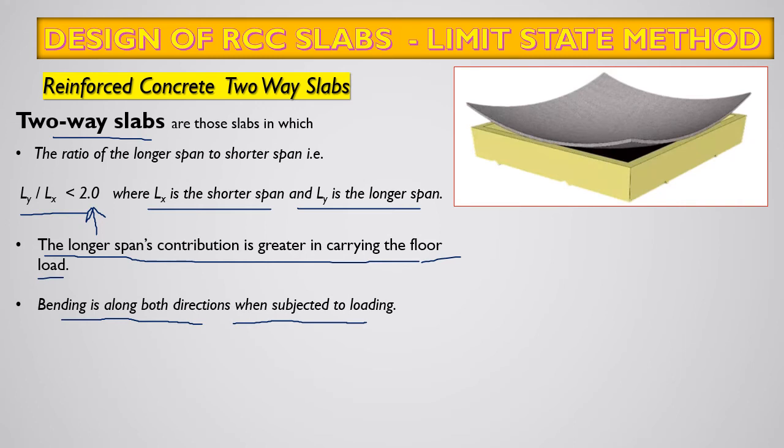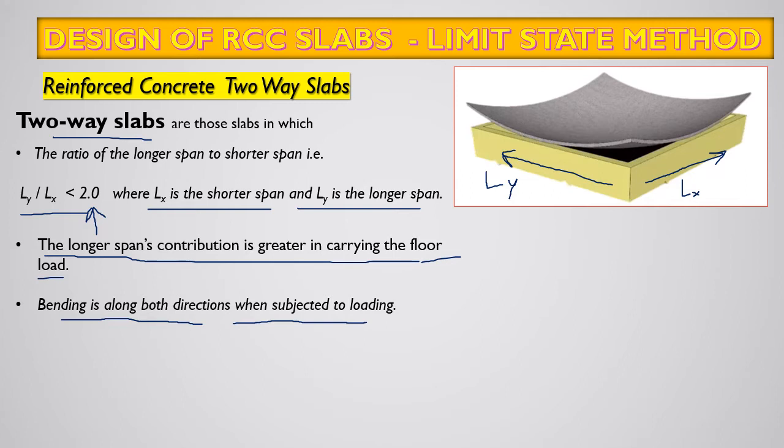So again I am discussing the same diagram. Here you can say suppose in this direction it is Lx and along this direction it is Ly. So you can say shorter span in this direction and longer span in this direction. Now you can see here in this diagram, this slab is supported on all the four directions, or all the four edges you can say.